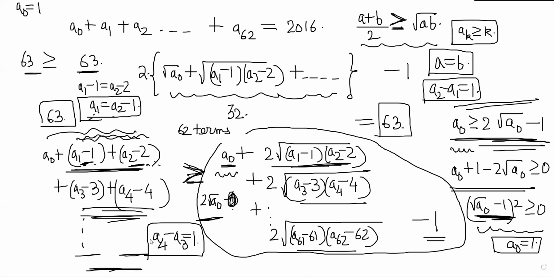Yes, sir. So you are getting a lot of results. A2 minus A1 is 1, A4 minus A3 is 1, right? Because A3 minus 3 is equal to A4 minus 4, right? Yes, sir. So many such results are coming: A2 minus A1 is 1, A4 minus A3 is 1, and so on. And finally, the question is asking us to evaluate what expression? A0 minus A1 plus A2 minus A3 plus A4 till minus A61 plus A62.